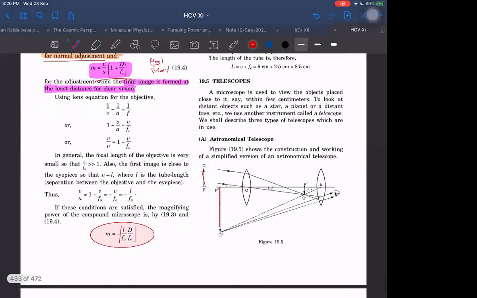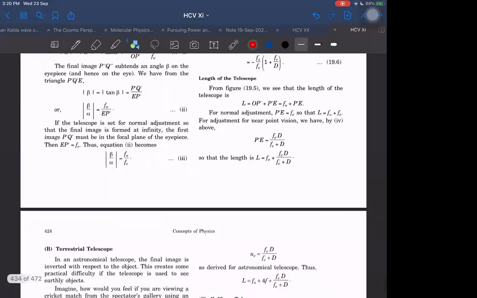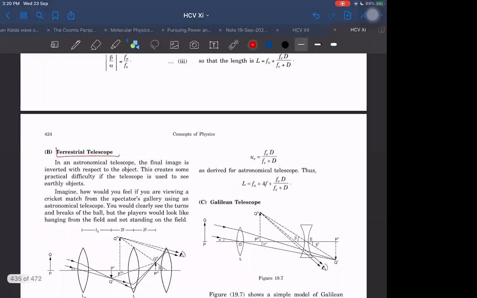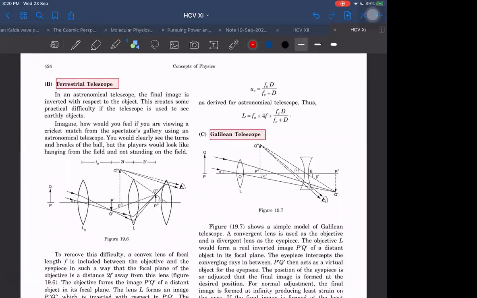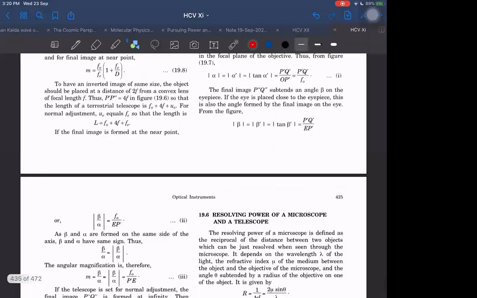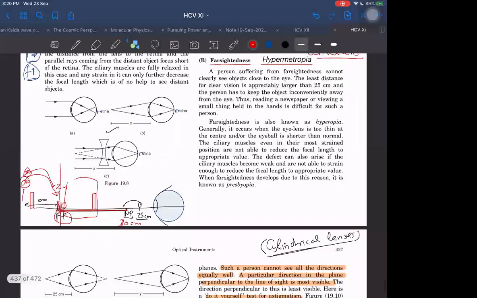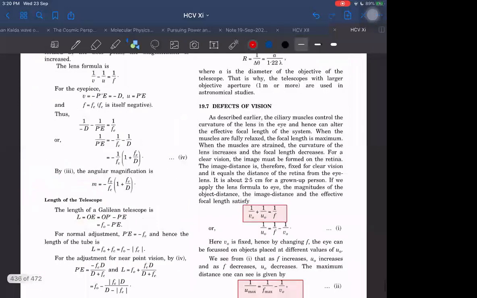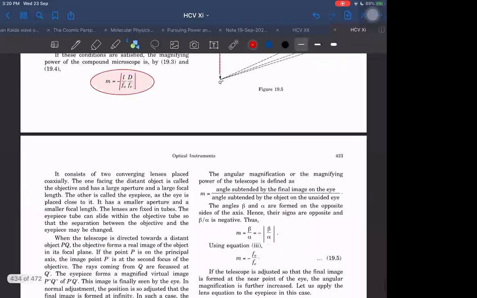Everything is magnitude. Telescopes: 3 kinds of telescopes are there, mainly. Three or four, I think. Astronomical is 1, terrestrial is 2, Galilean is 3, and one more is there. Here they have not given it, but we can say one is the reflecting type telescope, which is based on a reflecting mirror.